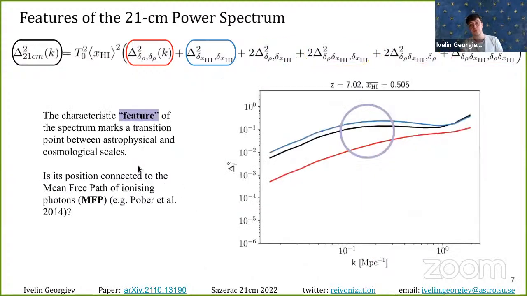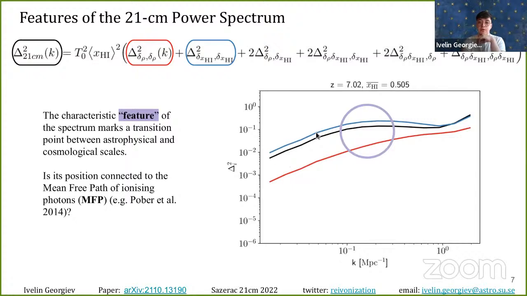So one could argue that if you take the 21 centimeter power spectrum, let's say at the midpoint of reionization, as I've done in this figure, we should be able to understand the 21 centimeter power spectrum simply through the power spectrum of the neutral hydrogen. However, we see that at large scales, the 21 centimeter power spectrum is a biased version of the cosmic density power spectrum. And one question that one could ask is, how does this happen?